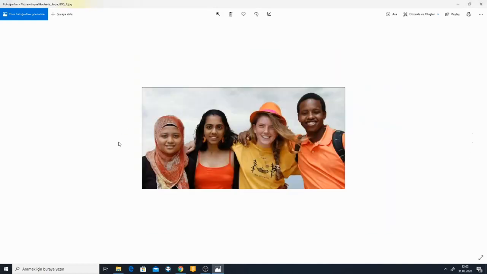These students are from different countries. He's from Africa. She's from Canada. She's from India. And she's from Vietnam.